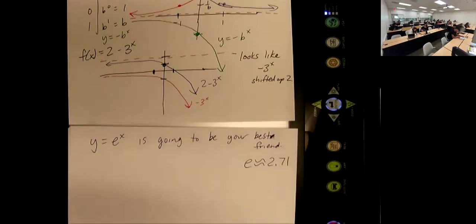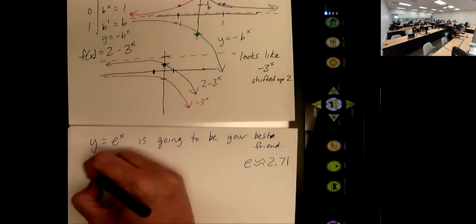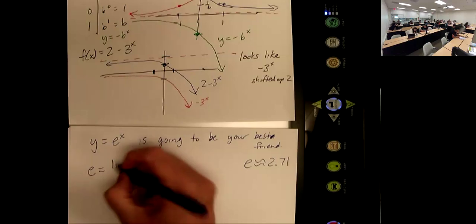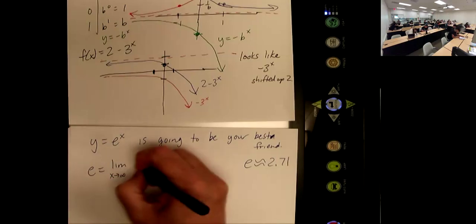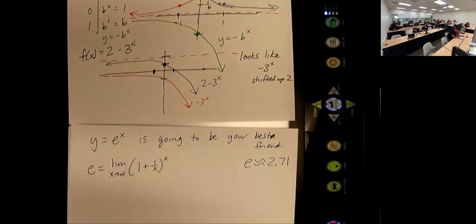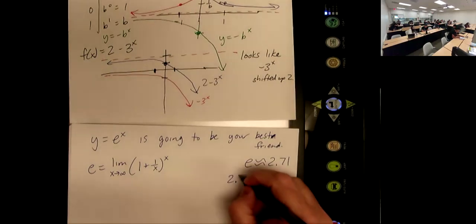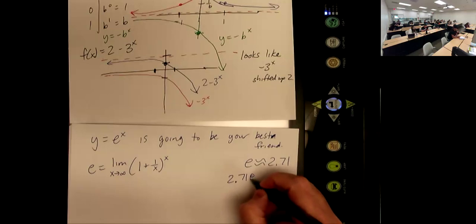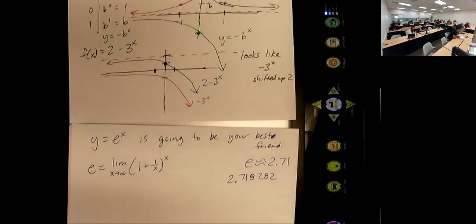I can actually give you a definition for e. You've never seen e defined before, I'm betting. e is the limit as x goes to infinity of 1 plus 1 over x to the x. That's magic. I can give you a few more decimal places, 2.718282. I don't know if it keeps repeating. Kind of looks like it does.